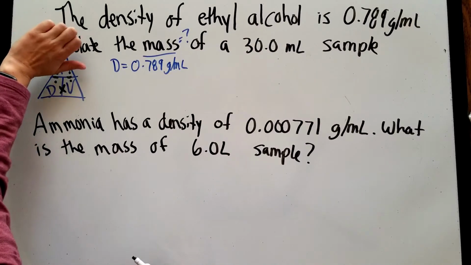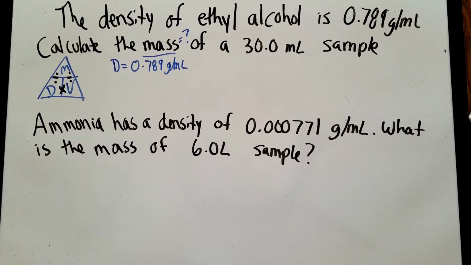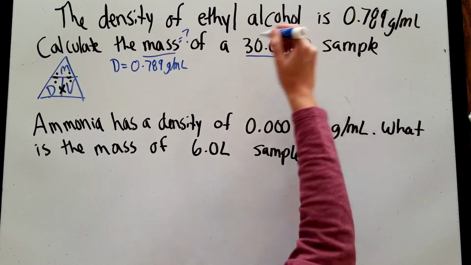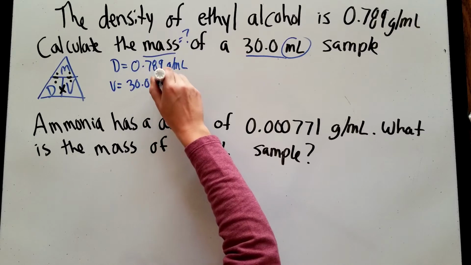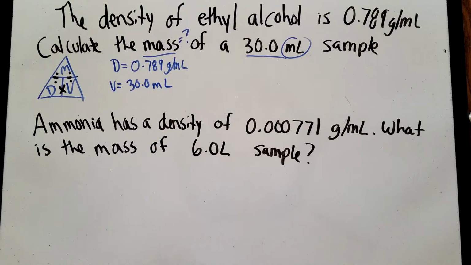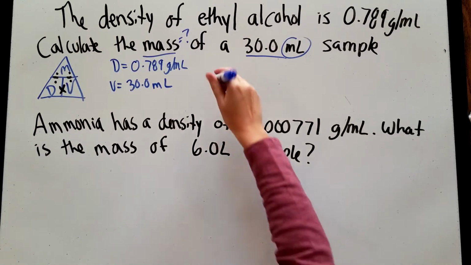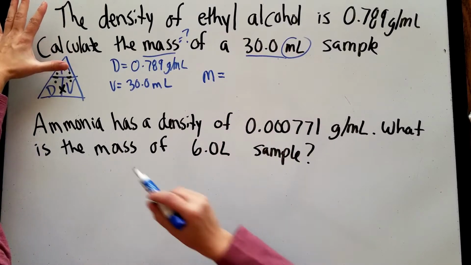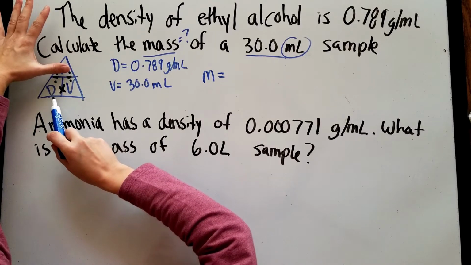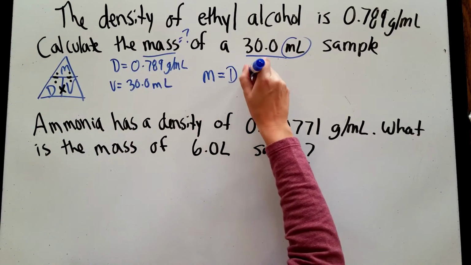So when I figure out how to rearrange the equation, I'm going to cover up the M with my hand. The last piece, 30.0 milliliters, it doesn't tell us what that is, but since the units are milliliters, I would know that that is a volume. So these are the 2 values we're going to plug into the equation. But what does the equation look like? Well, mass is what we're solving for. So M is equal to. So I'm going to cover up the M. It tells me to solve for mass, I'm going to take my density and multiply it by my volume.